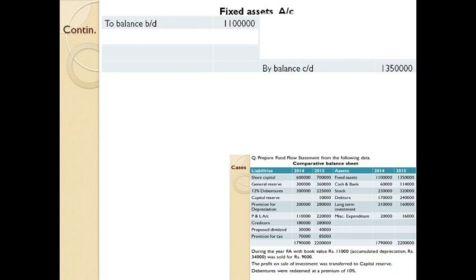During the year, a fixed asset with book value rupees 11,000 was sold for 9,000. Remember here book value is already given. So first of all, write down the sale amount by bank 9,000, by profit and loss account 2,000. And you know how to find the profit or loss on sale of a fixed asset.